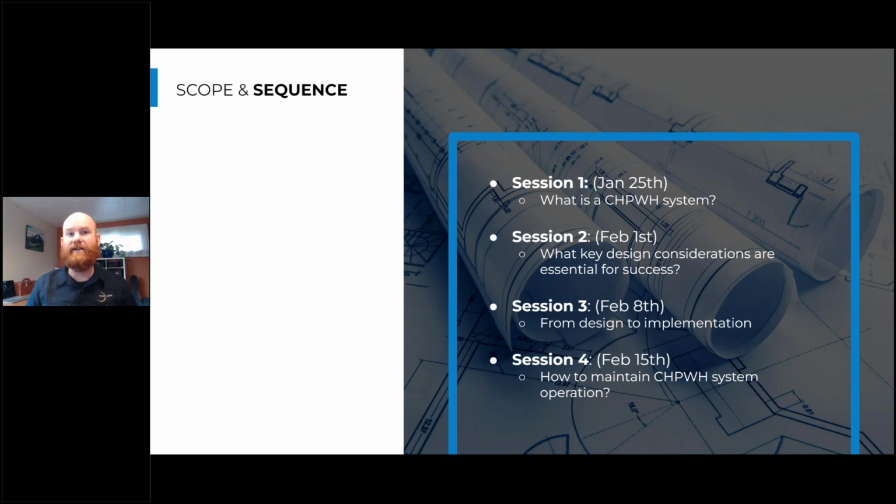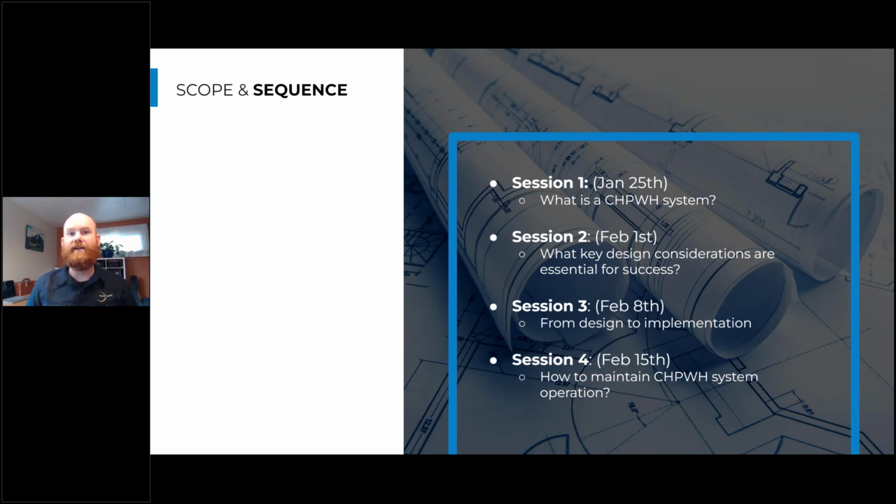And then session 3 and session 4 are hosted by my coworker, Evan Green, who's super great. He also has a wide breadth of knowledge on commercial heat pump water heating systems and has worked for commercial heat pump water heater manufacturers in the past. So really always a great pleasure to hear him speak.